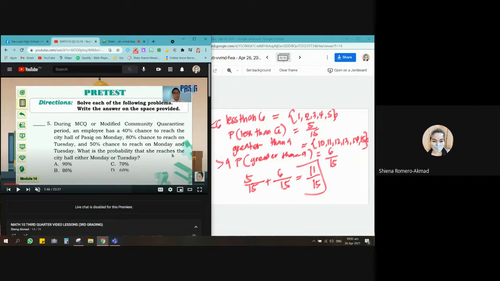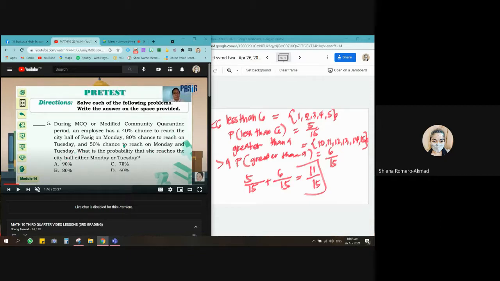Either Monday or Tuesday. Dito sa situation na to, kung mapapansin nyo, binanggit yung chances, or probability. Probability na makarating siya sa Pasig City Hall kapag Monday, and yung probability that he will reach the City Hall on Tuesday. Okay? And another given is 50% chance daw if he is going to the City Hall on Monday and Tuesday.